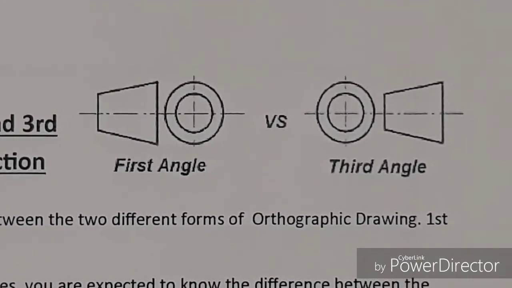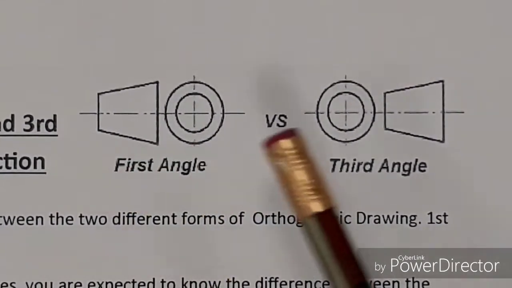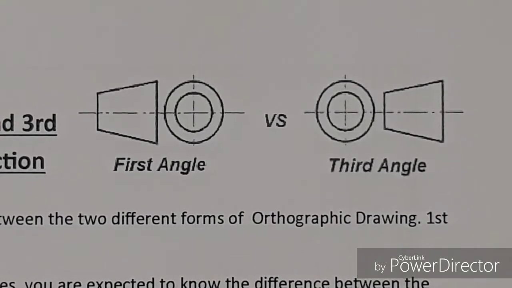In today's video we're going to be taking a quick look at the difference between the first angle and the third angle orthographic drawing symbols and an easy way to remember their differences. If you want to find out more about these two different types of drawing and how they're laid out, please look at my next video which will break that down in detail.